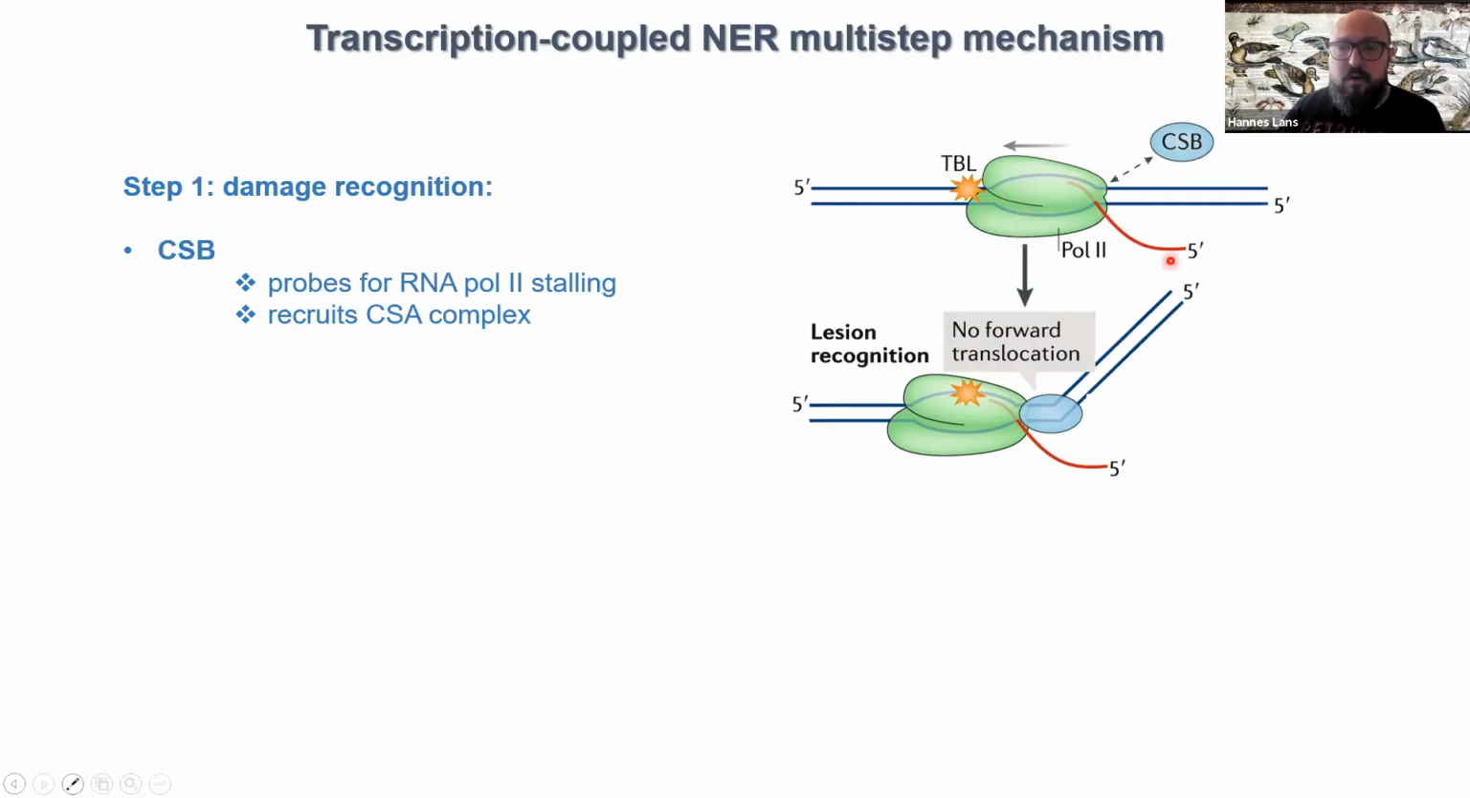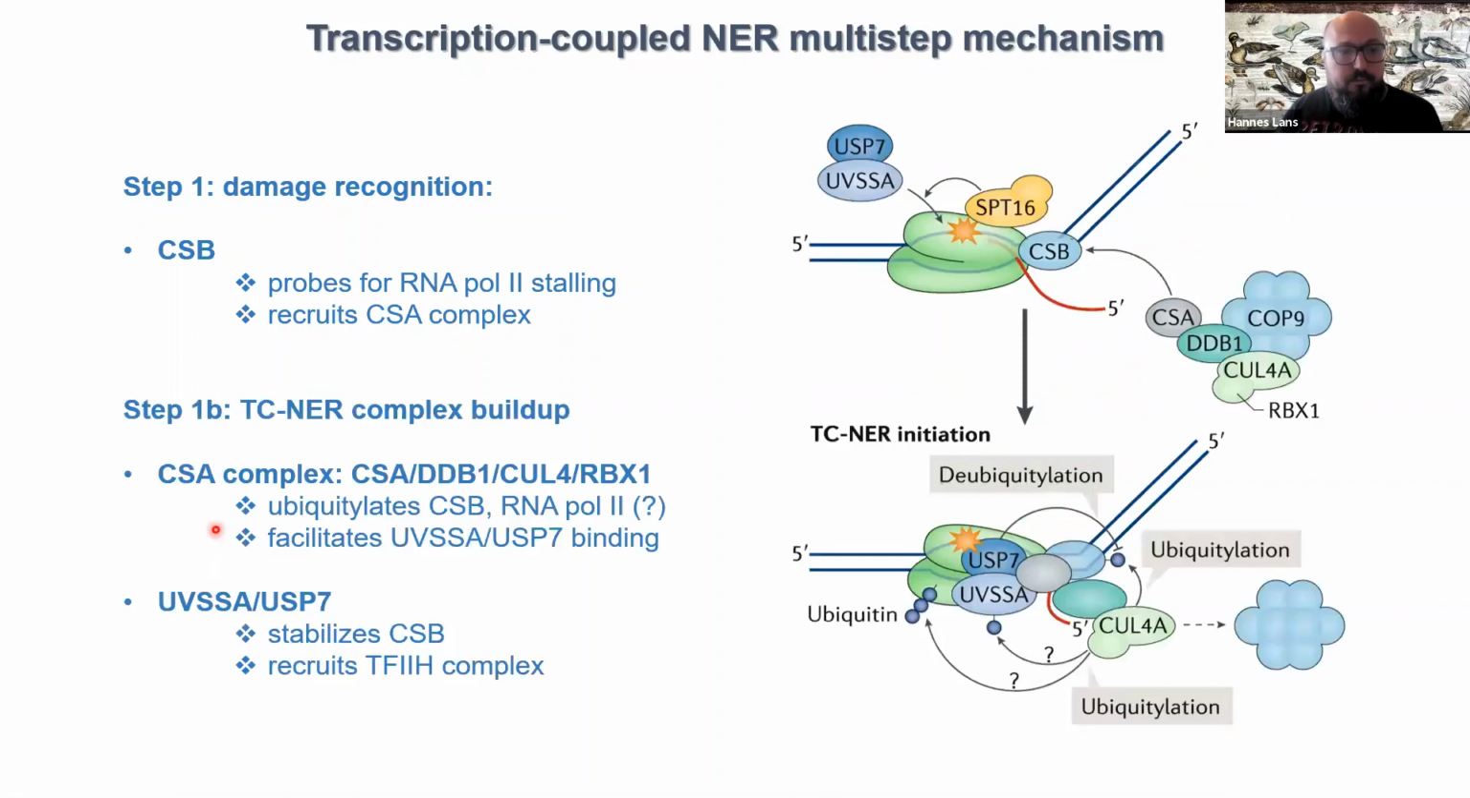And then the CSB protein, which cannot push RNA polymerase II further over the lesion, binds more tightly to RNA polymerase II, and then recruits the subsequent TC-NER factors, which are the CSA protein and the UVSSA and USP7 protein. So the CSA protein forms a complex, kind of similar to the DDB2 protein in global genome nucleotide excision repair. It's the same complex. The only difference is that here there's CSA, and in the other complex there's DDB2.